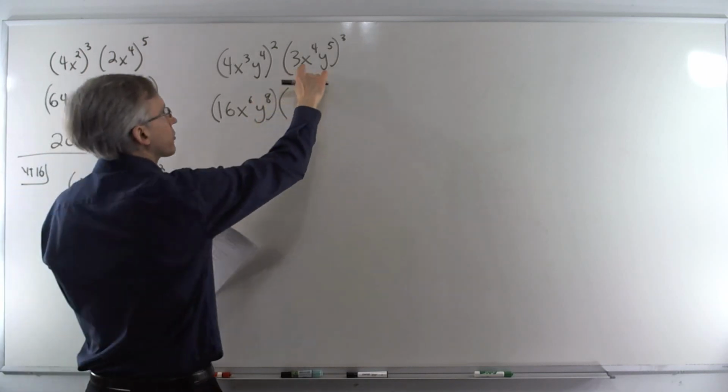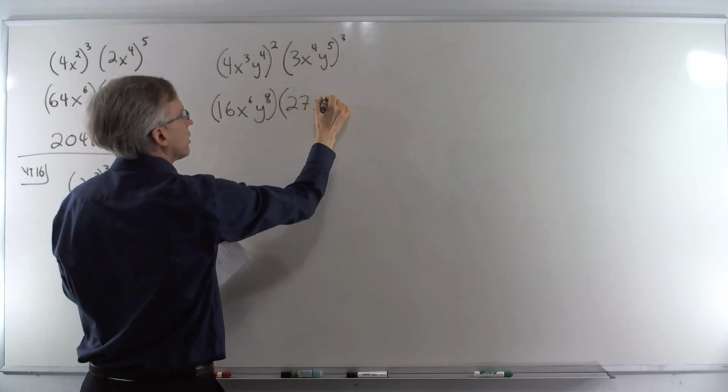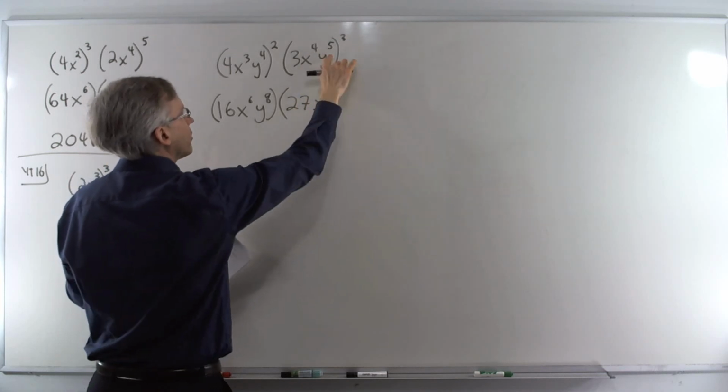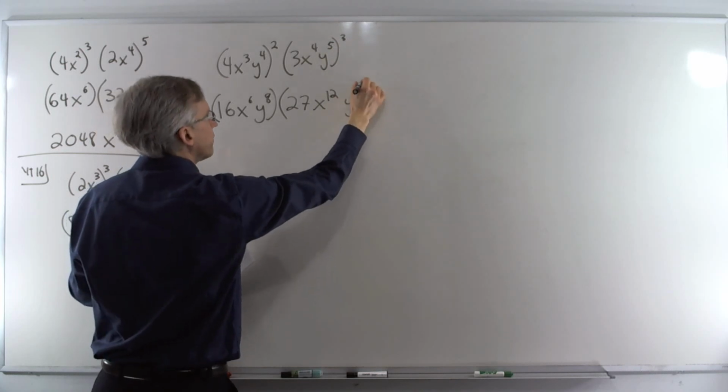And over here, 3 to the 3rd power is 27. X to the 4th to the 3rd, x to the 12th. Y to the 5th to the 3rd, multiply those to get y to the 15th power.